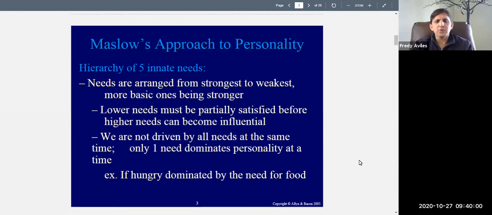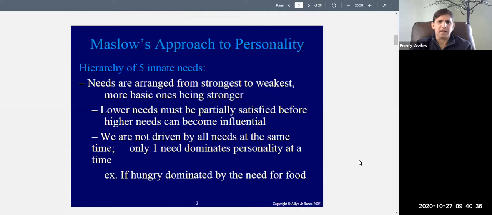And we are not driven by all needs at the same time. Only one need dominates personality at a time. So these needs dominate our personality. If you're hungry, if you're starving, for instance, your personality, your behavior, your thinking, will be dominated by the need for food, by the search for food. You're going to be trying to survive, and you're going to steal, you're going to beg, you're going to do whatever you need to do to get food, right? If you're starving, you might even kill someone or resort to cannibalism.